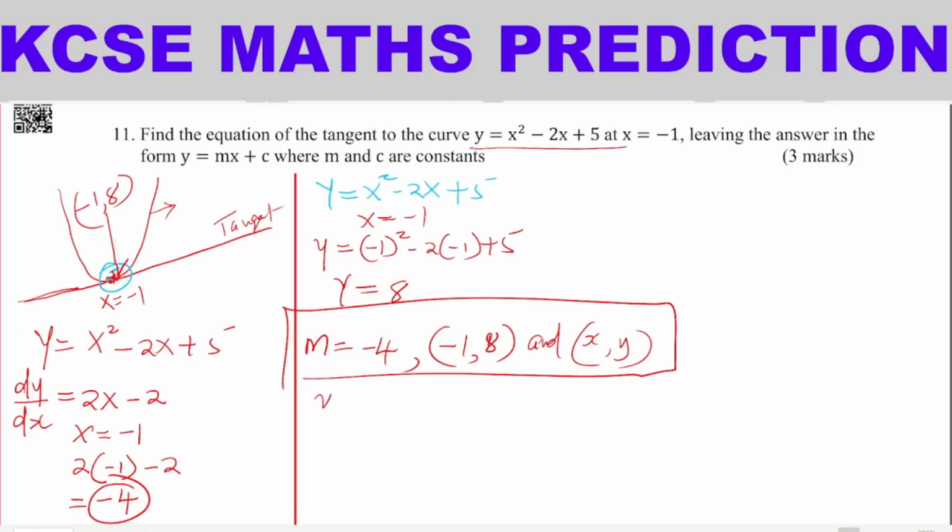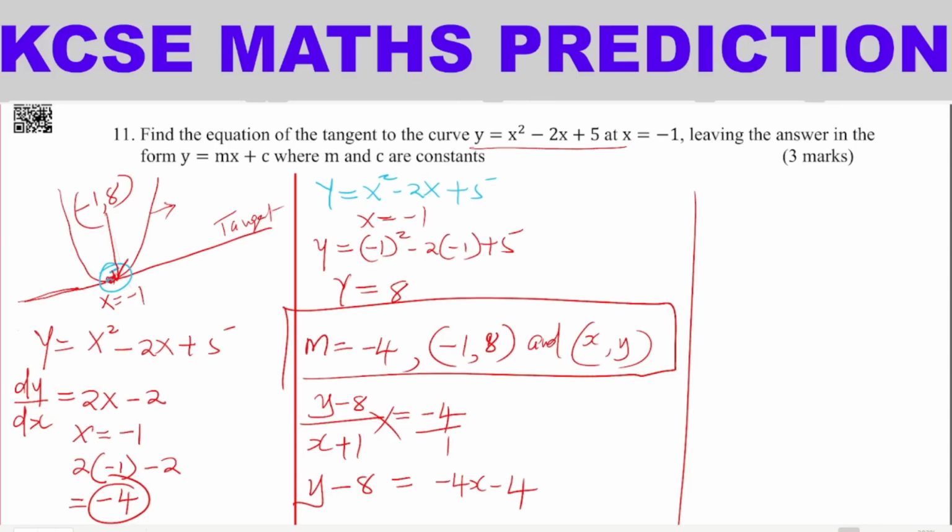So change in y, that is the gradient, y − 8, over change in x, which is x − (−1), which is x + 1, is equal to −4. So you can cross multiply, and this will give y − 8 = −4(x + 1), that will be −4x − 4. And if you reorganize this in the required format, y = mx + c, y = −4x, then −4 + 8, that will give +4. So that is the equation.